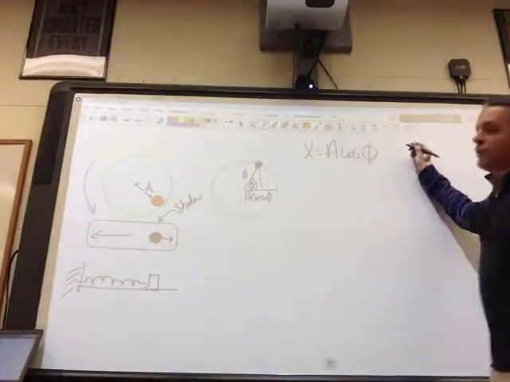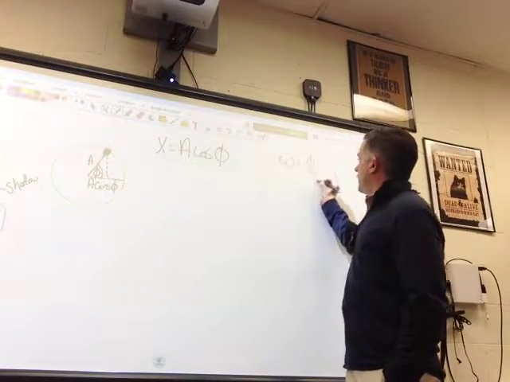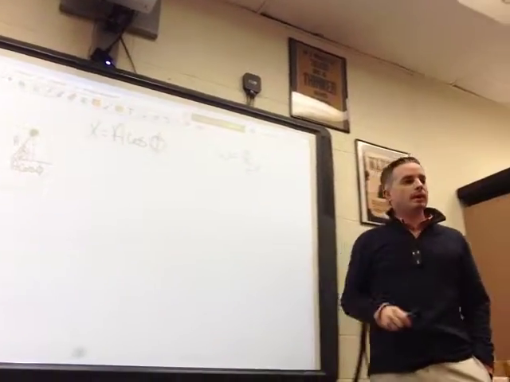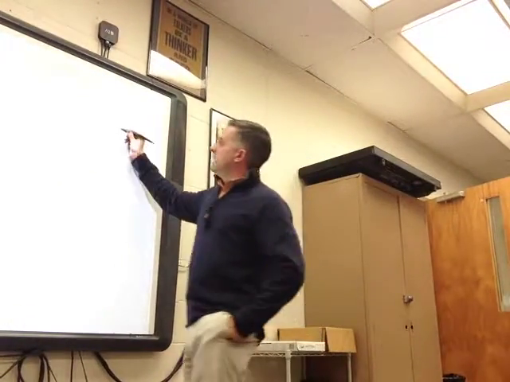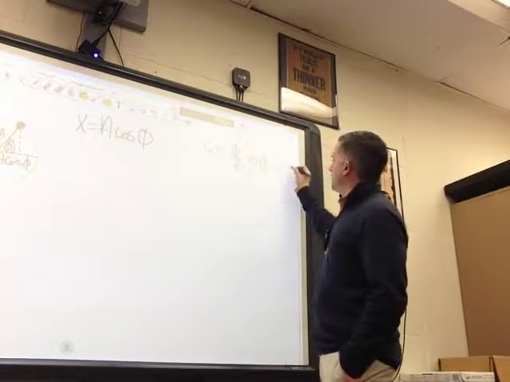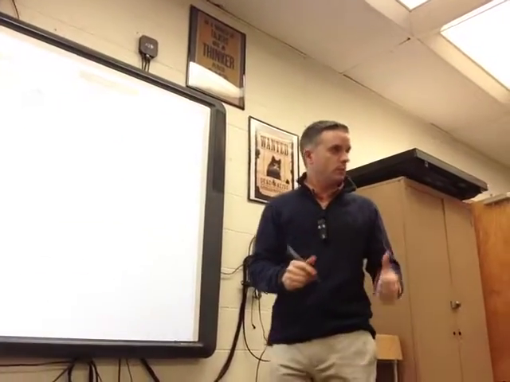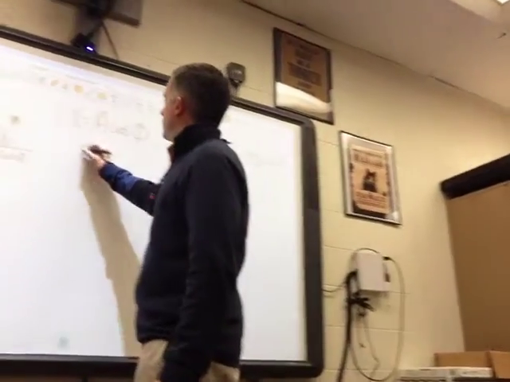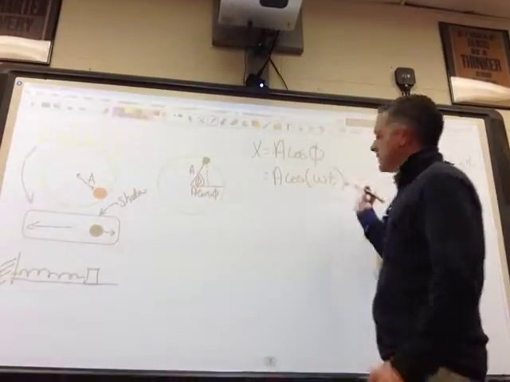Now, from uniform circular motion, we know that omega is equal to phi divided by t, the angular position divided by the time. That means that phi is equal to omega t. Let's plug that in here. So we get x equals A cosine of omega times t.